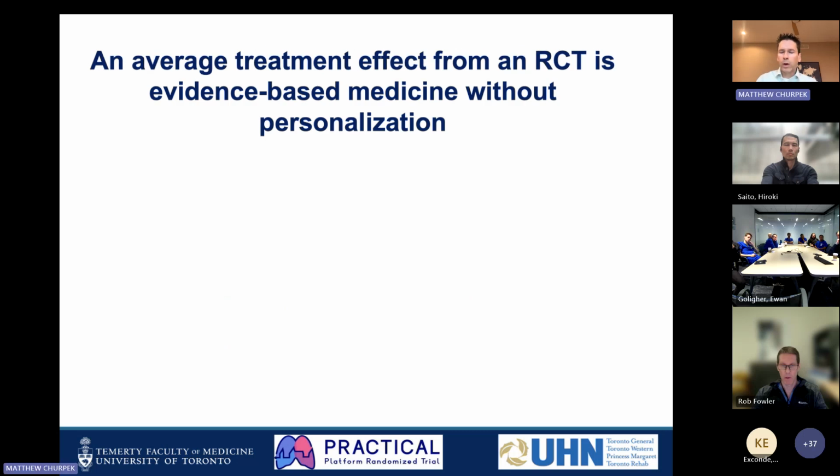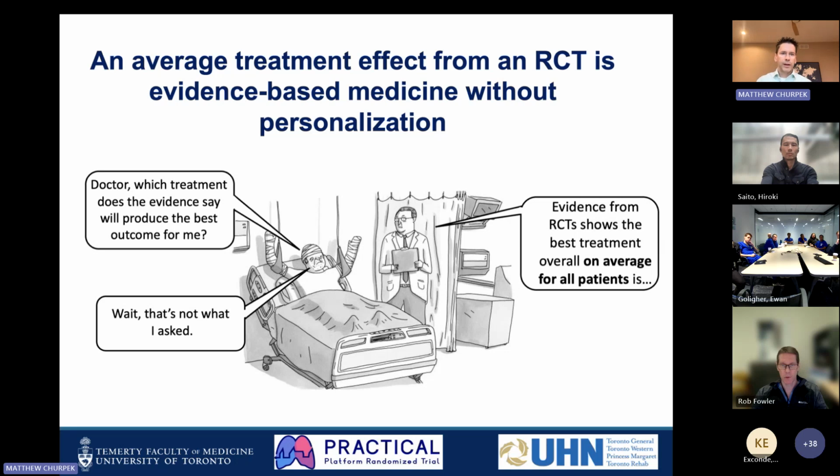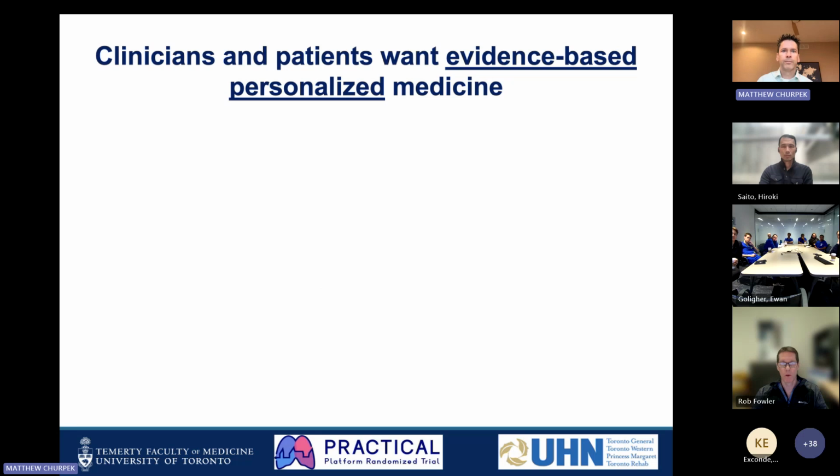So we think about what we're discussing with our patients at the bedside. Often what our patients want to know is which treatment does the evidence say will produce the best outcome for me, right, for the patient in front of you. But as clinicians, if we're looking at the literature, we're often saying things like, well, the evidence from the randomized controlled trials shows the best treatment overall on average for patients is, but then of course the patient is saying, well, that's not what I asked. I want to know what's actually the best treatment for me based on my own individual characteristics.